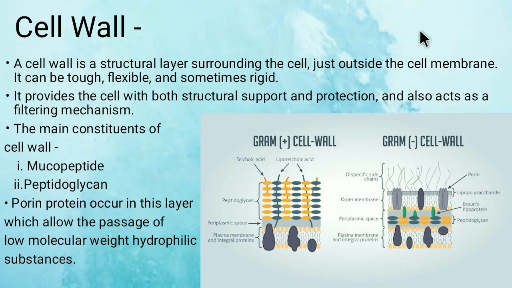Peptidoglycan has two different parts in this cell wall. One is N-acetylglucosamine and one is N-acetylmuramic acid. Porin proteins occur in this layer which allow the passage of low molecular weight hydrophilic substances.